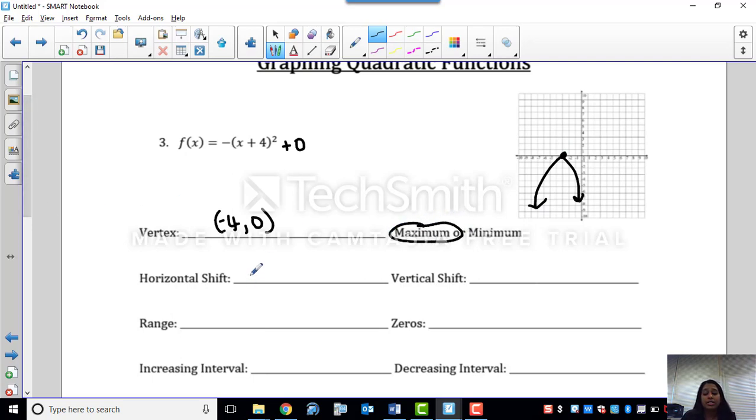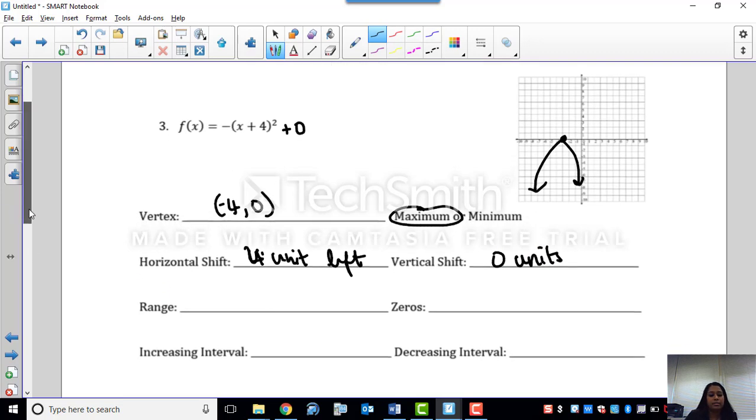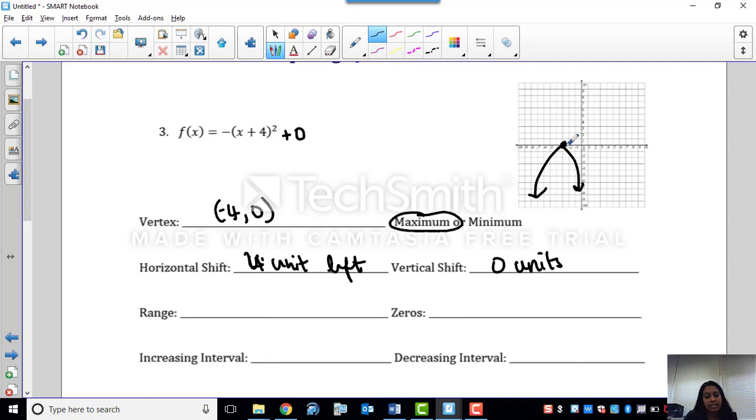This has a horizontal shift of 4 units to the left and 0 units down, or no vertical shift. Okay, 0 units, neither up or down. The range is, I love looking at the range of quadratics. The range is y is less than 0. Okay, everything is less than the y-axis is less than 0.